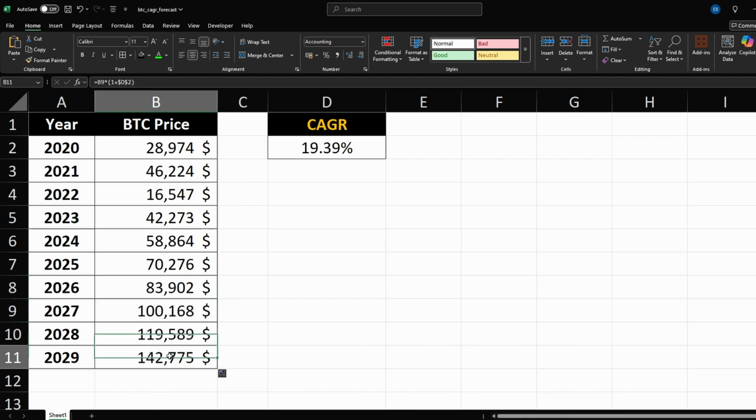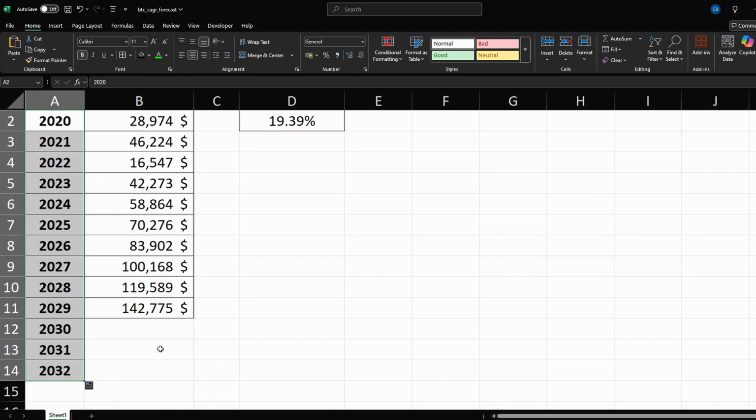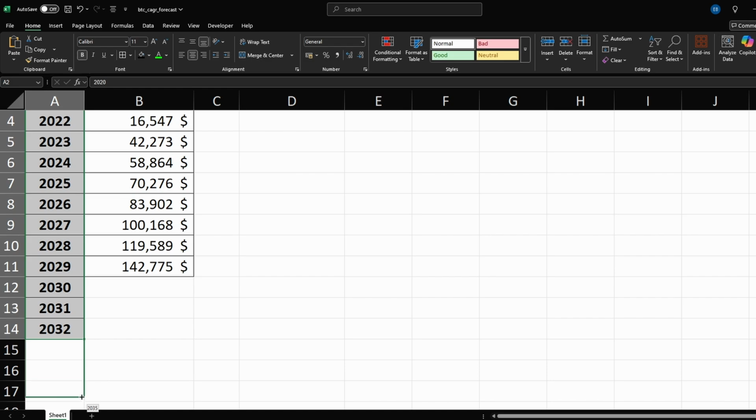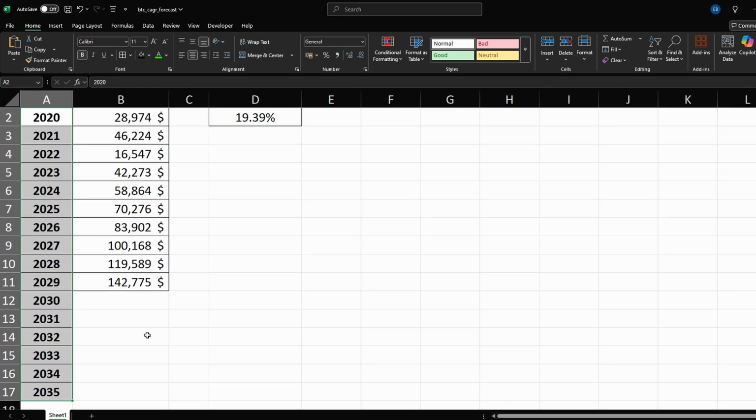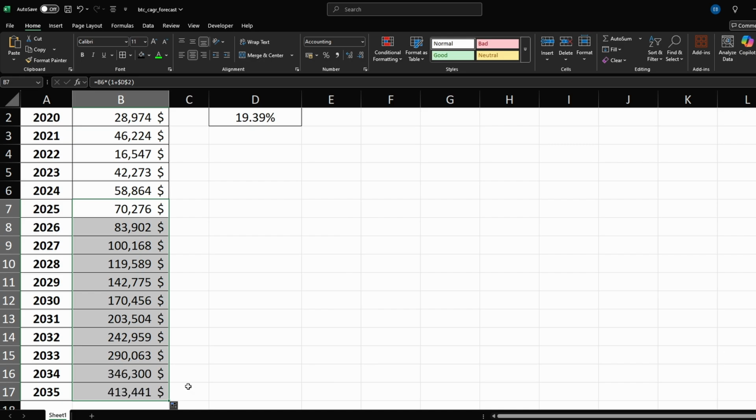It's a projection based on past growth. The actual price could be higher or lower depending on market cycles, news, and volatility. But it gives us a realistic benchmark of where Bitcoin might be headed if it continues on this historical growth path. And that's it. You've just built a simple data-driven Bitcoin forecast model using compound annual growth rate in Excel.